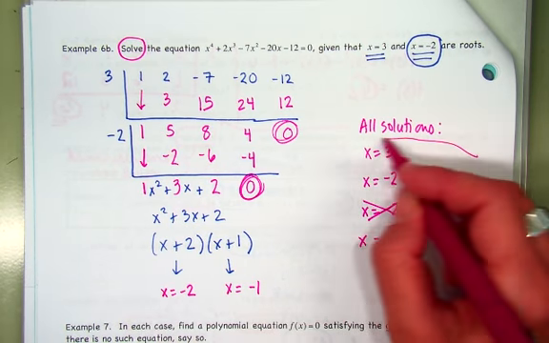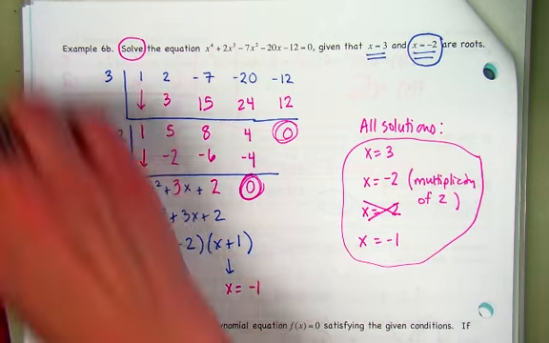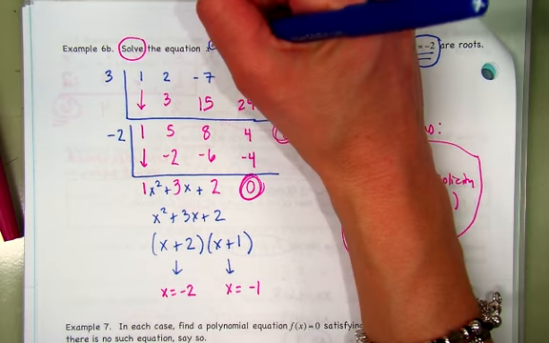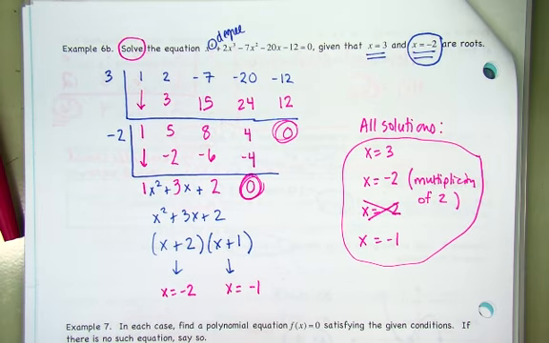How many total solutions did I get? 4. What was the degree of my original equation? 4. Look at that, right? Degree is always your highest exponent. So you'll get an idea of about how many solutions you should have. Fundamental theorem of algebra says that you have at most 4 solutions if the degree is 4.